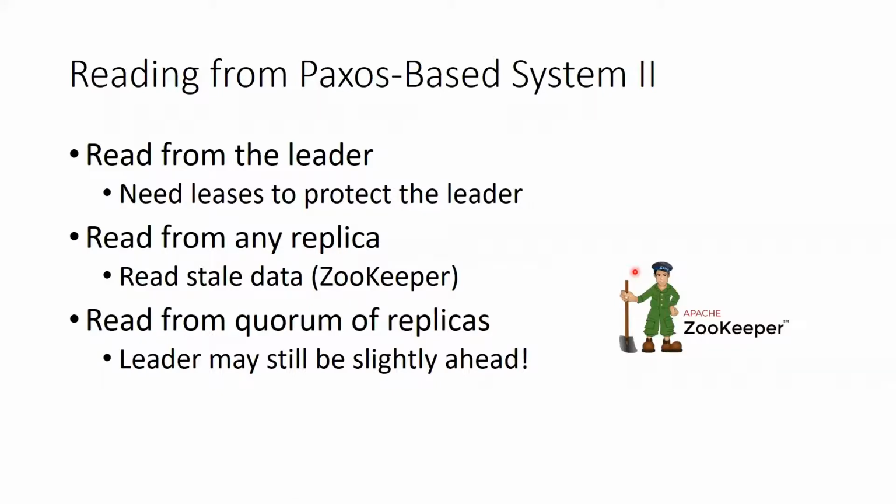The third option, of course, if you don't want to do the regular Paxos operation, is to try to read from a quorum of replicas. And this is exactly what we do in the Paxos quorum reads.